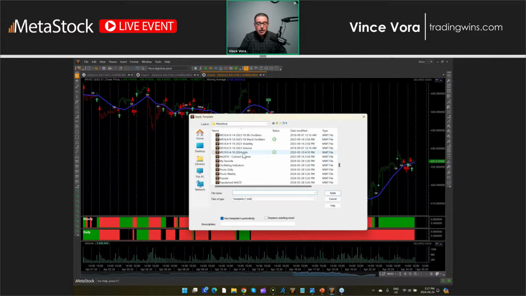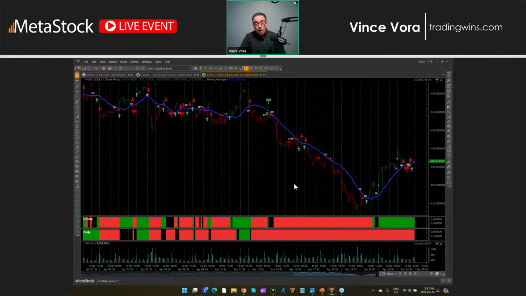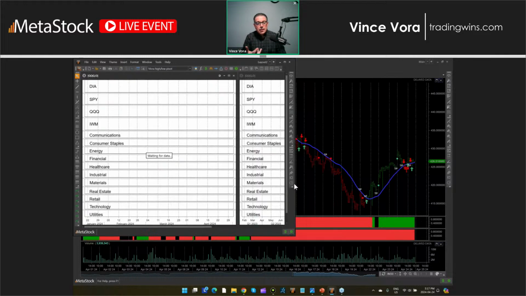If you right click anywhere and click apply template, and you can save it like I did, along the bar here on the left side. There's what we call a Vora market overview multi-time frame. If you click on that, apply, it is going to open all on one screen the four main index charts: the Dow, the S&P, the Nasdaq, and the Russell. So the ETFs, DIA, SPY, QQQ, and IWM, and then 12 other sector ETFs.